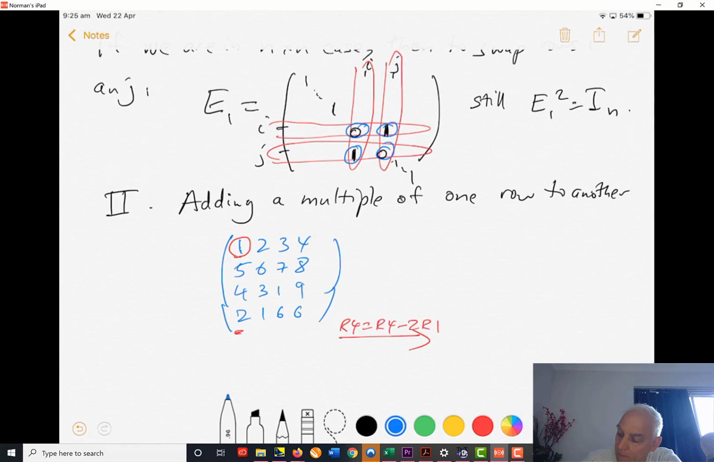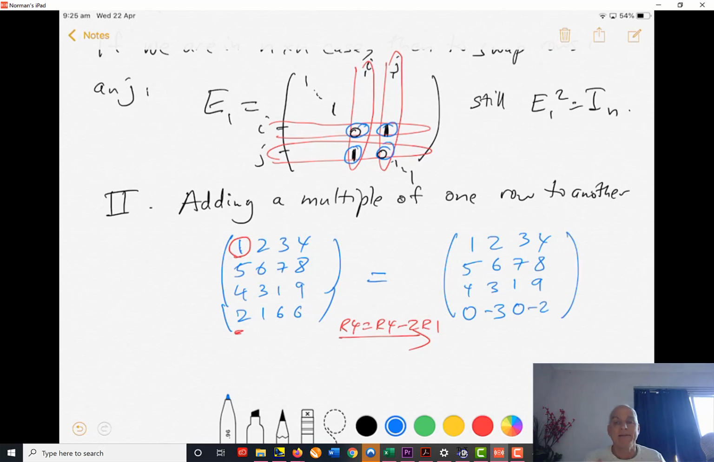So we want to end up getting 1, 2, 3, 4, 5, 6, 7, 8, 4, 3, 1, 9, and the last row minus 2 times the first row. So that's 2 minus 1 is 0, 1 minus 4 is minus 3, 6 minus 6 is 0, and 6 minus 8 will be minus 2. So how can we do that at the level of multiplication by a matrix? We want to put some matrix over here that will effect this row operation.